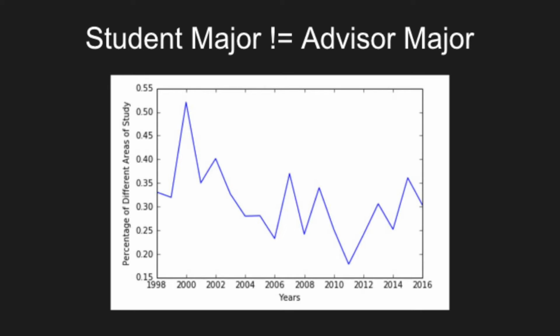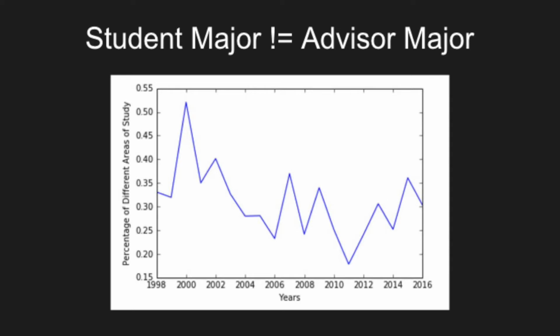So Christina and I looked at interdisciplinary advising. We wanted to know if there were any trends in students being advised by a professor outside of their major, and what we found was that less than half of talks were given by students who were advised by a professor outside of their major. In fact, overall 31% of talks are advised interdisciplinarily.